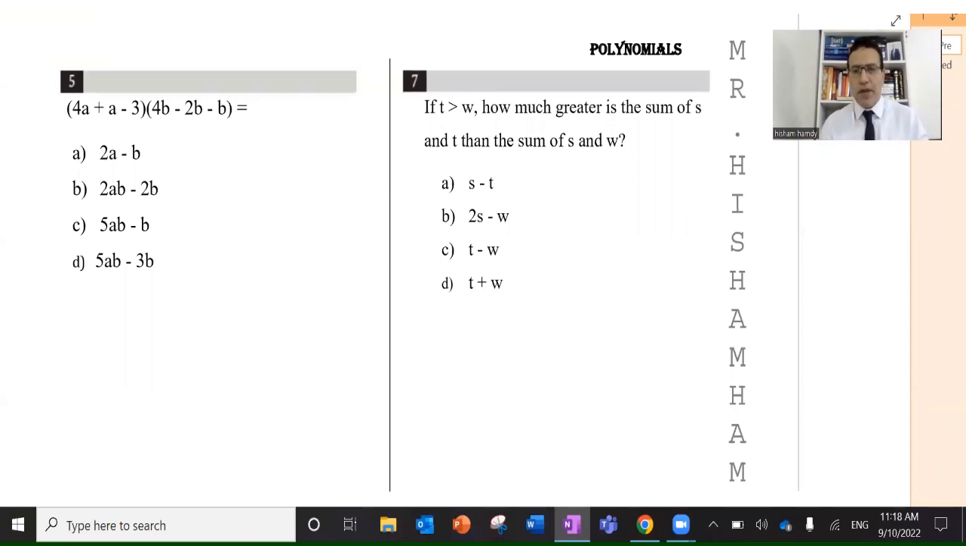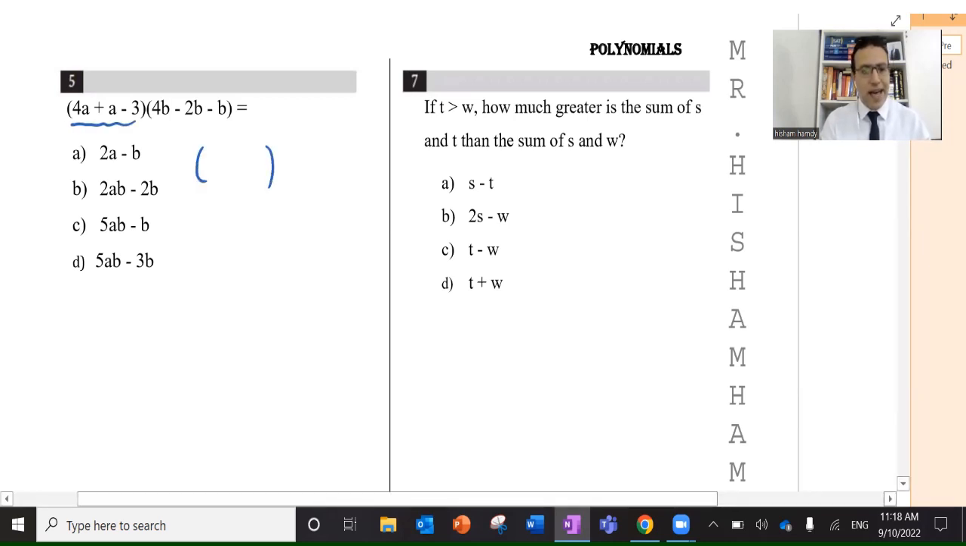Sometimes while we are solving the SAT questions, we need to think before we start working. And this is a big proof of that. If you start multiplying 4a by 4b and 4a by 2b and 4a by negative b, you will be far away from the answer. But if you look carefully at the first bracket, you will find that you can add the two terms 4a and 1a.